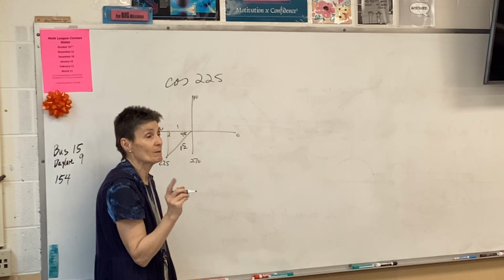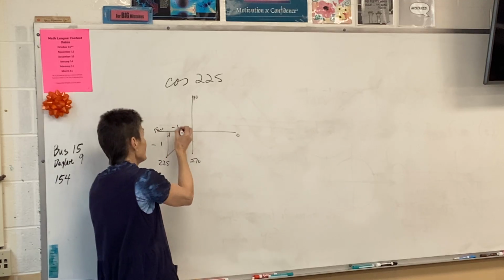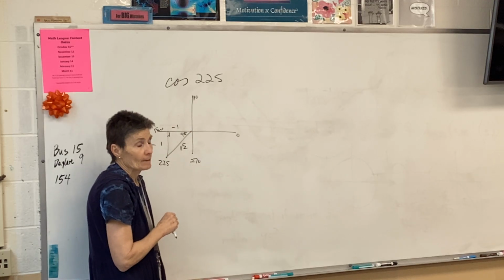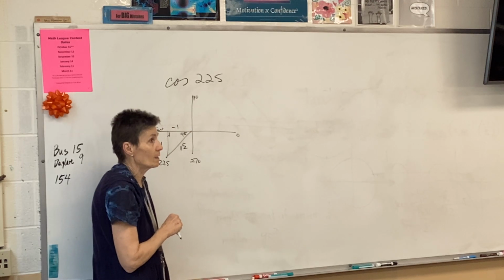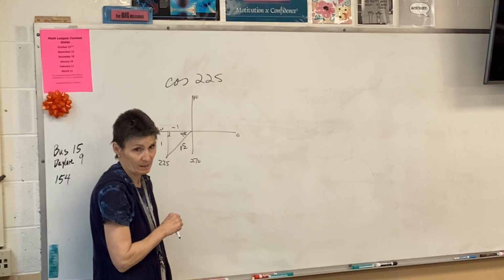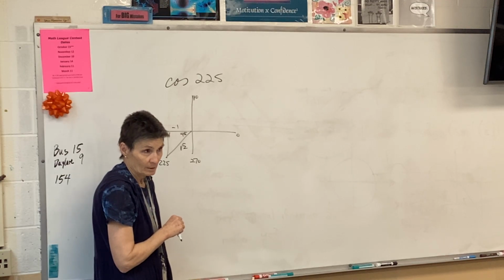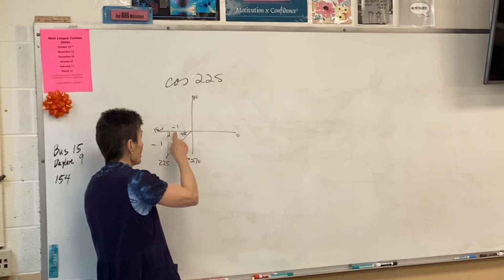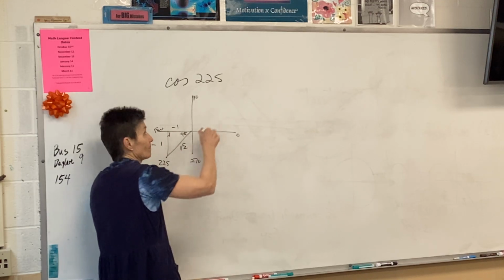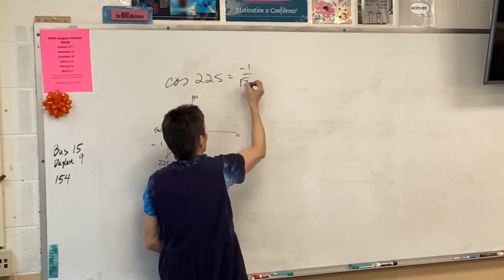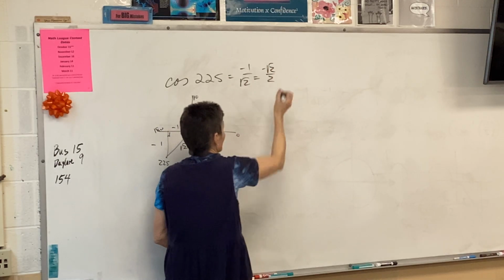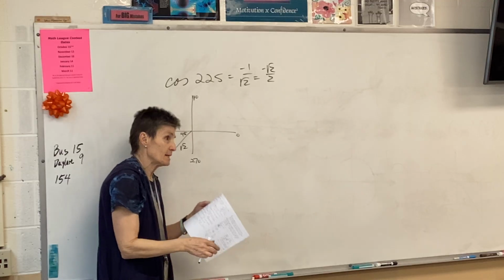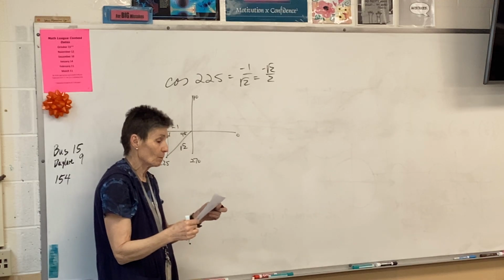But here's where we make mistakes. Both of these are negative. Remember, unless you're in quadrant 1, something has to be negative. Okay? So, cosine: adjacent over hypotenuse. Negative 1 over root 2. Negative root 2 over 2. Easy. You should be able to do that with your eyes closed.